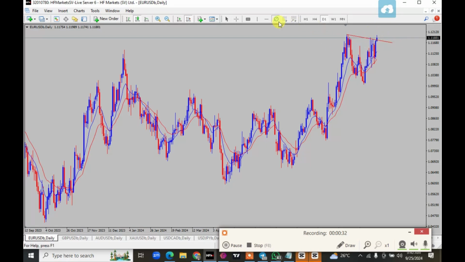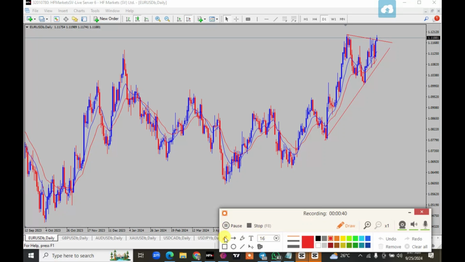But if we see a break of this trend line below, we see price going lower. Once we have a close of price above this trend line, wait for price to do a retest, then we see price pushing higher. If we see a break of price below this trend line, then wait for a retest, then we see price going lower.